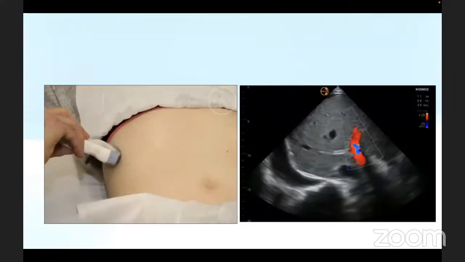This picture shows how to position the probe in the patient, and this is a pictorial image of the portal vein.